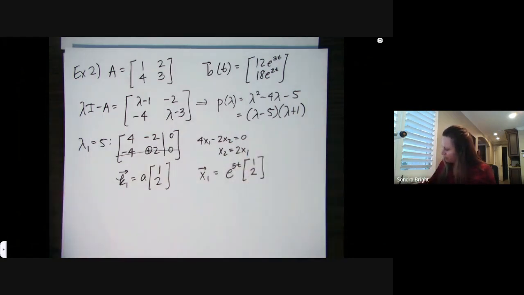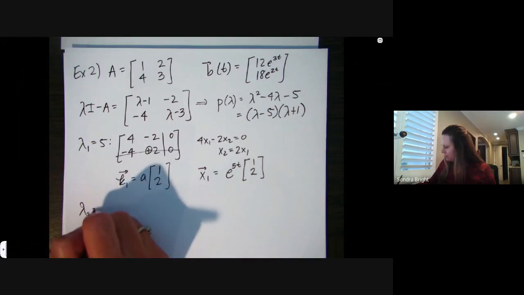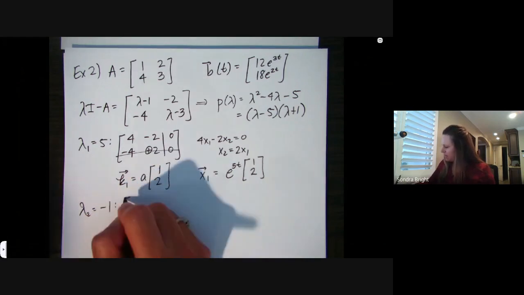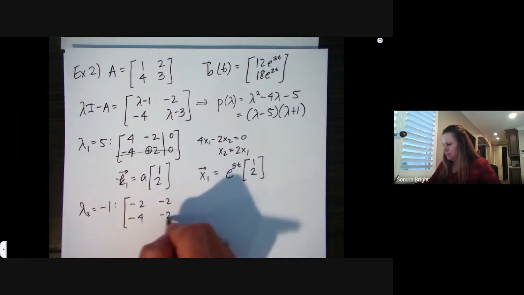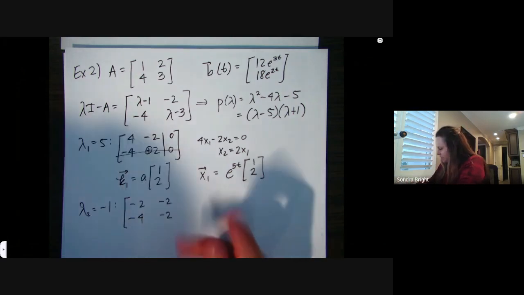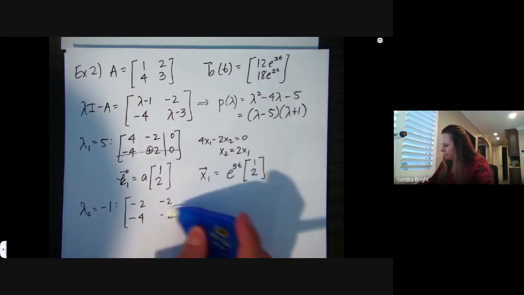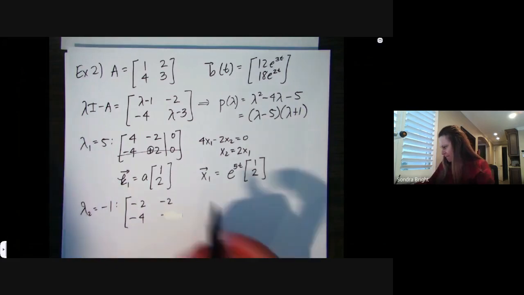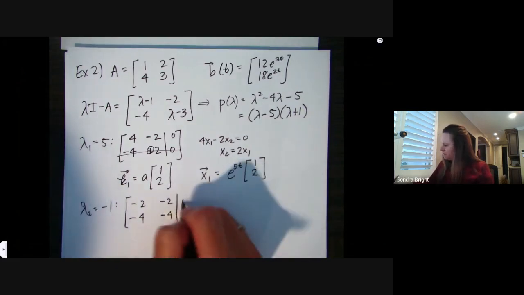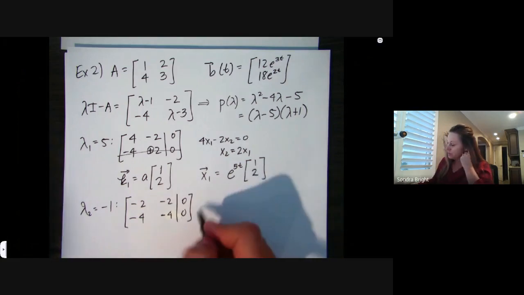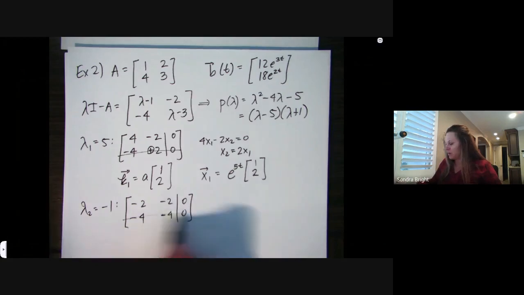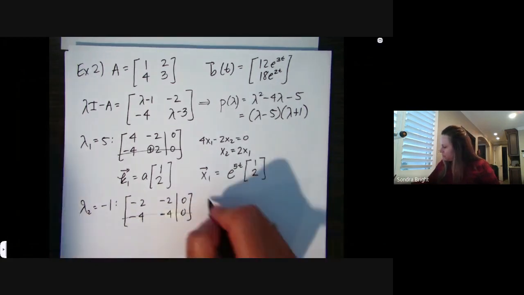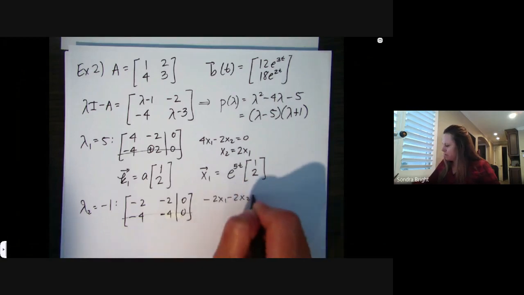Do the same thing for the second eigenvalue, which was negative 1. And negative 1 would give me negative 2, negative 2, negative 4. I can add negative 1 minus 3, it would be negative 4. And we're solving for when are these guys 0. And obviously, if I multiplied row 2 by negative 2 and then added it, this second row will go away, and you're left with a negative 2x1 minus 2x2 equals 0, which gives you that x1 is equal to negative x2.